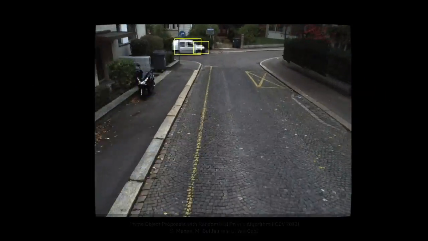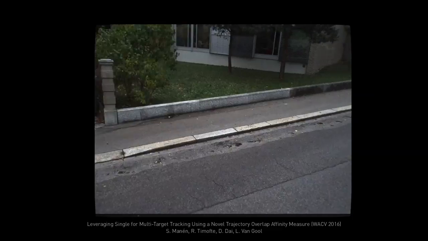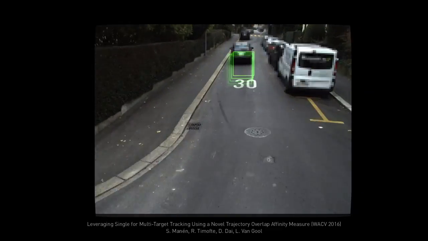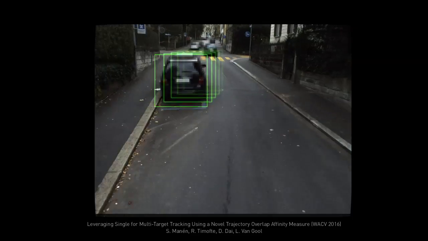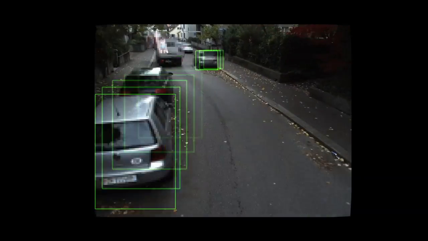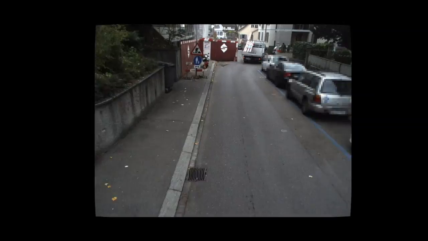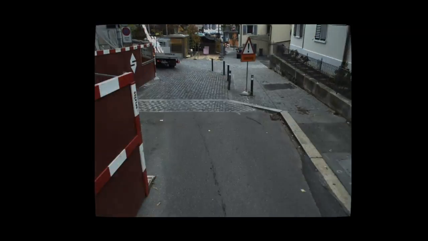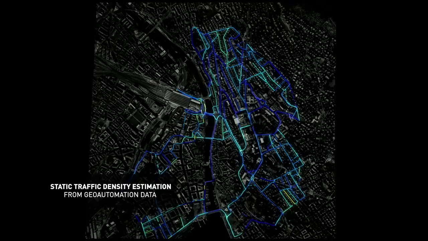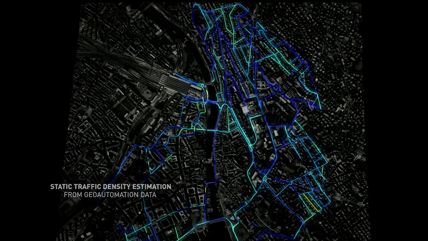For each camera stream, we automatically detect vehicles and pedestrians, and our algorithm generates tracklets from these detections. As we have these measurements for a single point in time, but for many places, we can propagate them to produce an initial estimate of traffic density in Zurich City.